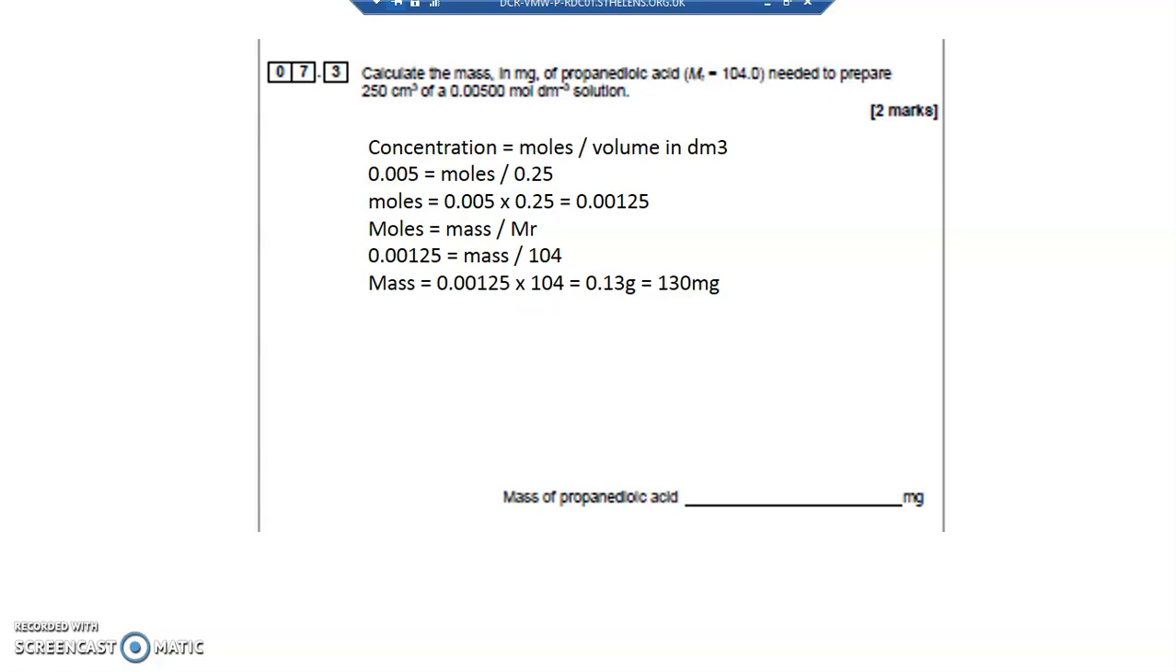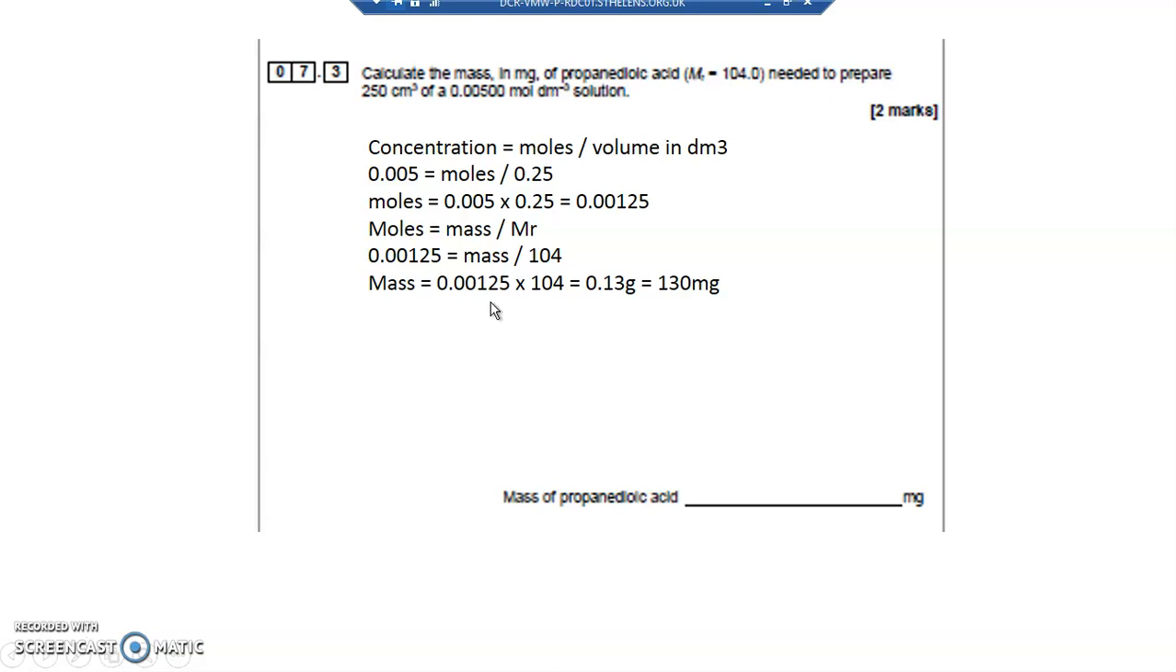So concentration is 0.005. Number of moles we don't know. Volume in decimetre cubed, so 250 centimetre cubed. To take it up into a larger unit value of decimetre cubed, you divide by 1000, so 250 divided by 1000 is 0.25. Multiply the two numbers together, so the number of moles is 0.005 multiplied by 0.25, 0.00125. Now moles is mass divided by MR, so we've got the moles is 0.00125 equals mass divided by MR, and you've been given the MR as 104, so multiply those two numbers together.